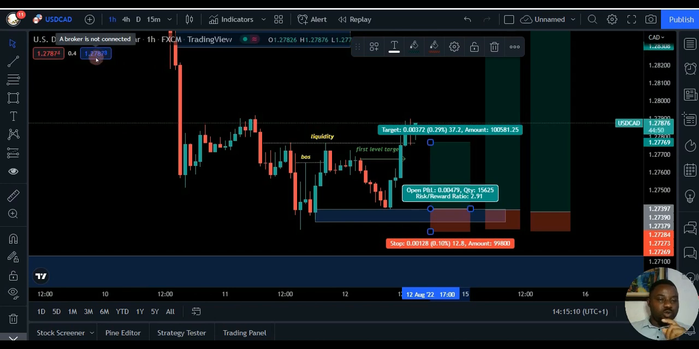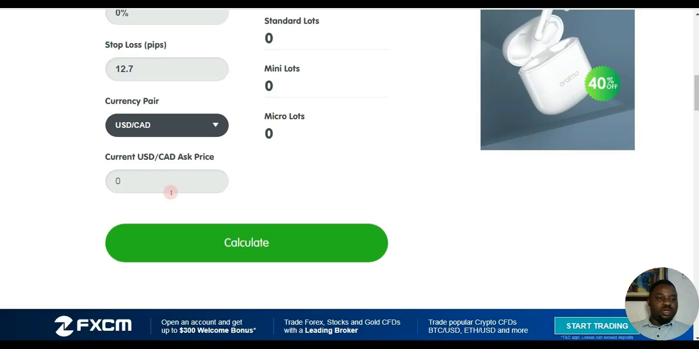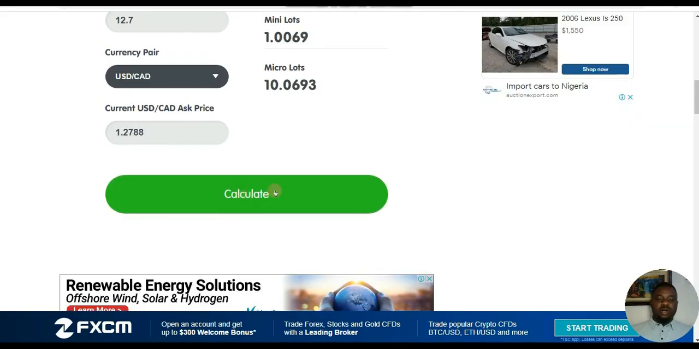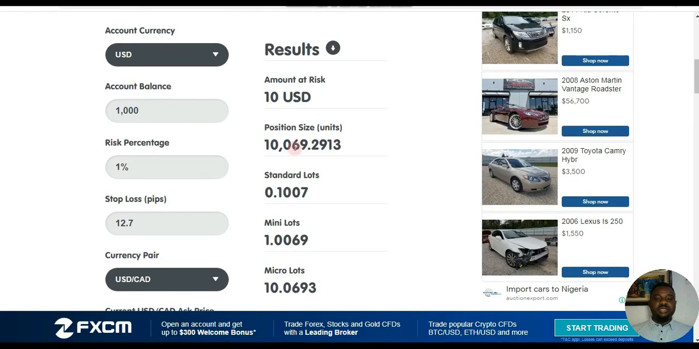So what you need to do is just copy this number, 1.27880. Just take the number as it is. It's not a static number because price is never static. So you pick the one you could take at that moment and click on calculate. Now, if you click on calculate, the position size calculator will bring out the following results.